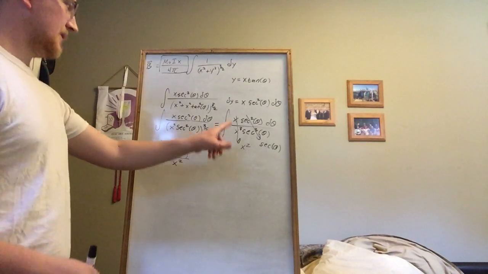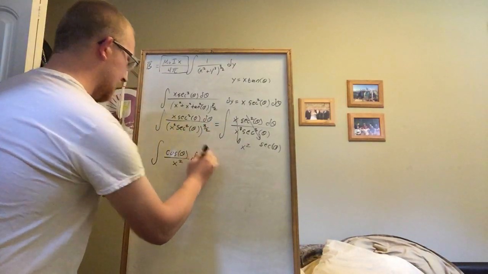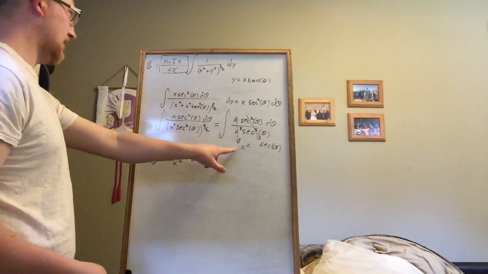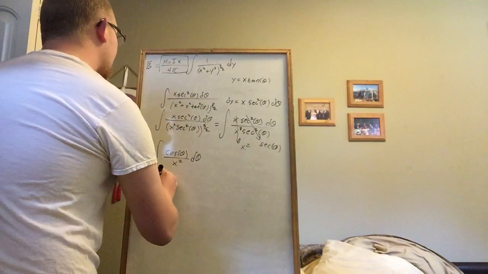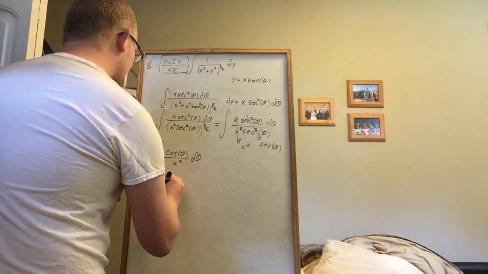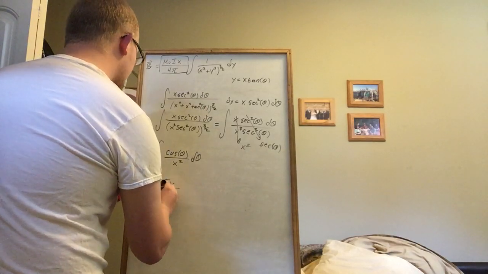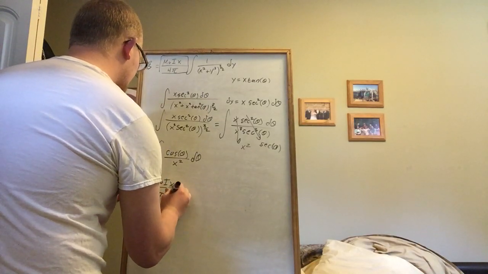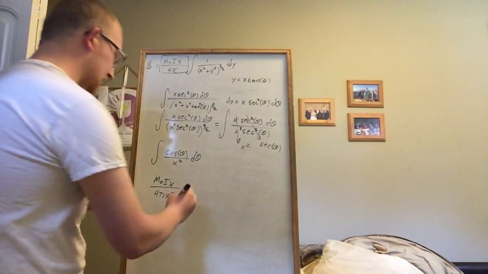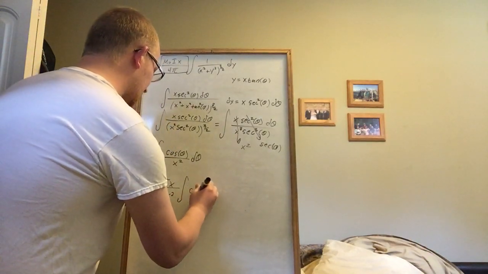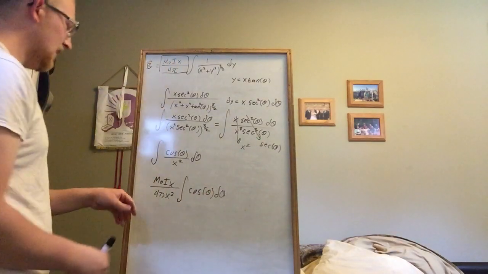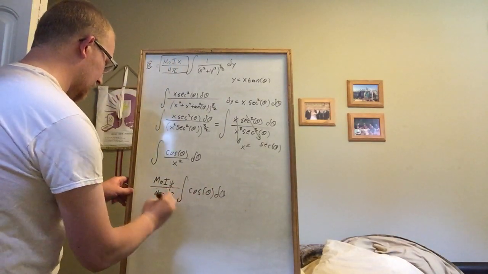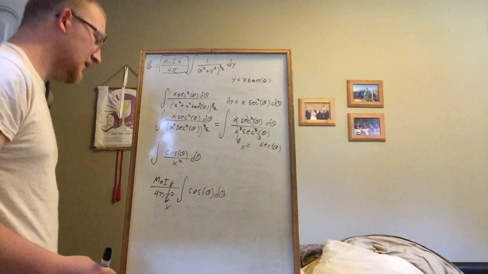Remember, x is a constant, so we can pull it out. So let's go ahead and write the whole thing now. Now we have mu sub naught I times x in the numerator divided by 4 pi x squared in the denominator, because we pulled it out from here, integral of cosine theta d theta. And so the x's cancel, and what you end up with is an x in the denominator.